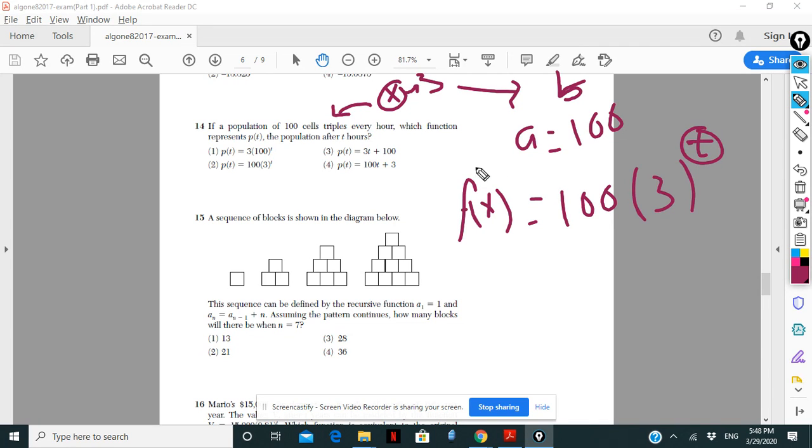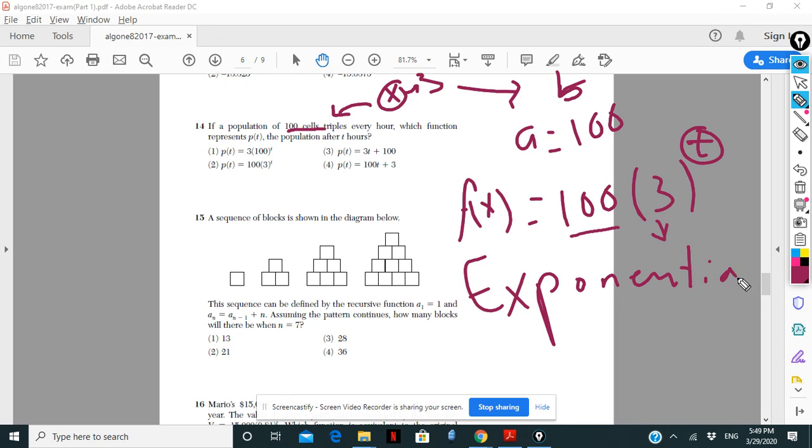How did I do it again? So 100 cells means that's the initial amount. This is the initial amount tripled, so that's the R. I write the R here, and here is my variable. That's exponential.